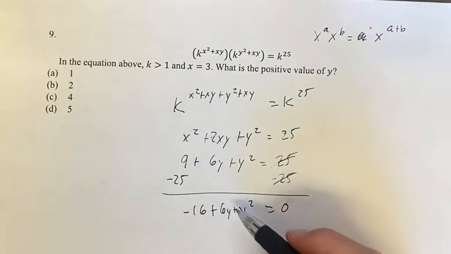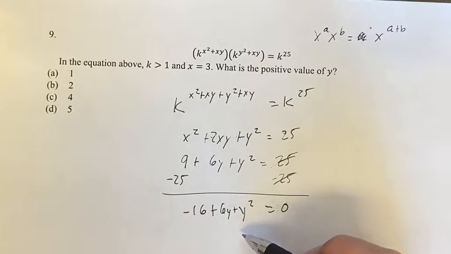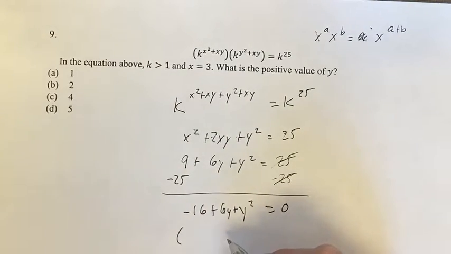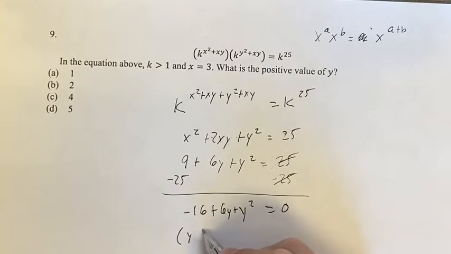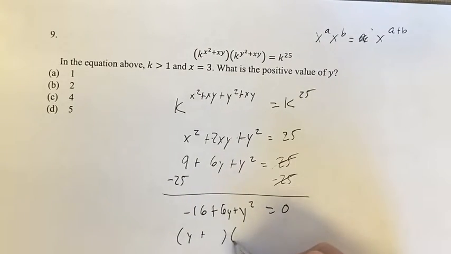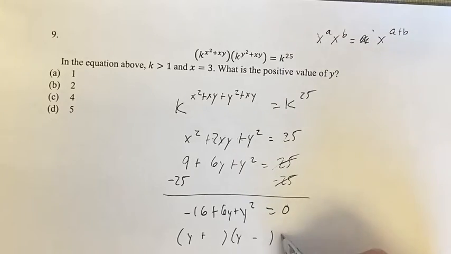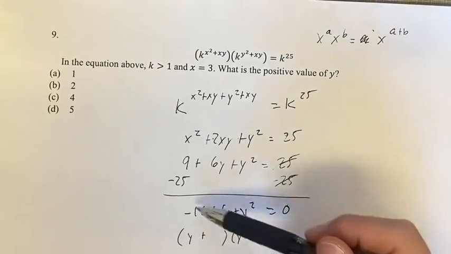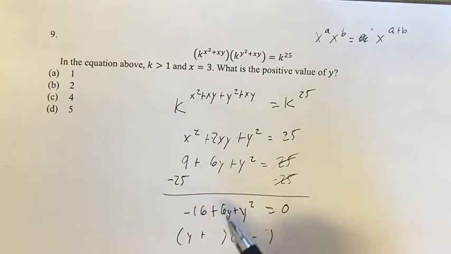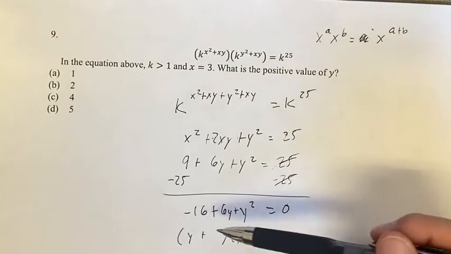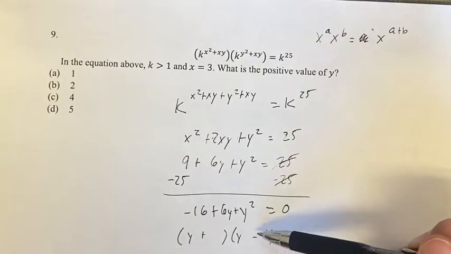And we now have a trinomial quadratic, so we can factor. So this is going to be y plus some number times y minus some number. How do I know that? Well, I know these numbers are going to have to multiply at the end to negative 16, if we were to redistribute it. So one of them has to be positive, one of them has to be negative.